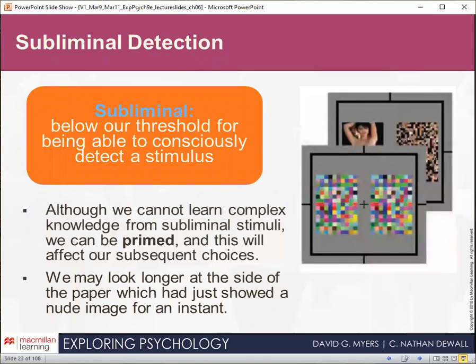We may look longer at a slide of the paper, which had just showed a nude image just for an instant. Okay, so the idea here is that research seems to show that, one, we can sense something without being aware of it. We know something is there, but we're simply not aware of it. So part of us is aware, in quotes, sort of like an unconscious, automatic process, but we're not consciously aware of it.